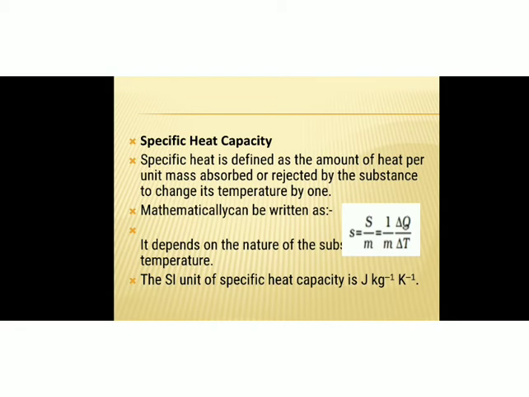Mathematically, specific heat capacity is 1 by m into delta Q by delta T. We had already discussed that. The specific heat capacity depends upon the nature of the substance and temperature. That is written here. The SI unit of specific heat capacity is joule kilogram raised to minus 1 Kelvin raised to minus 1.